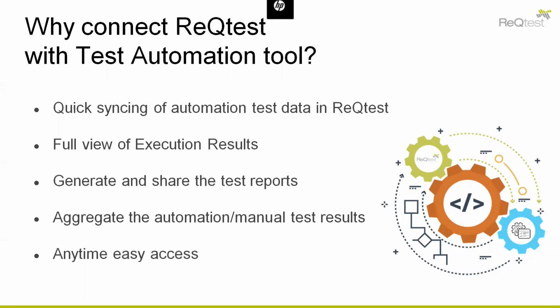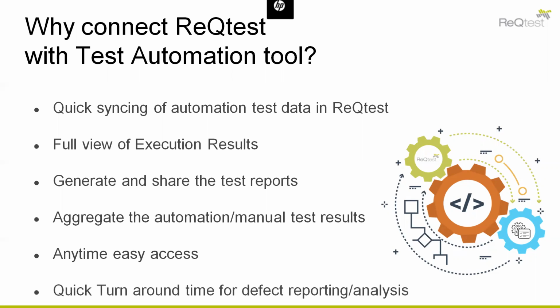As we already discussed, all stakeholders will now have access to automation test results, irrespective of the time zone they are in. This is again a key aspect of this integration. This integration will not only enable our users to update the test results in ReQtest, but also create bugs automatically in case an automation test script fails, which will result in quick turnaround time in logging, analyzing, and fixing the bug. So now we are aware of the need for this integration.